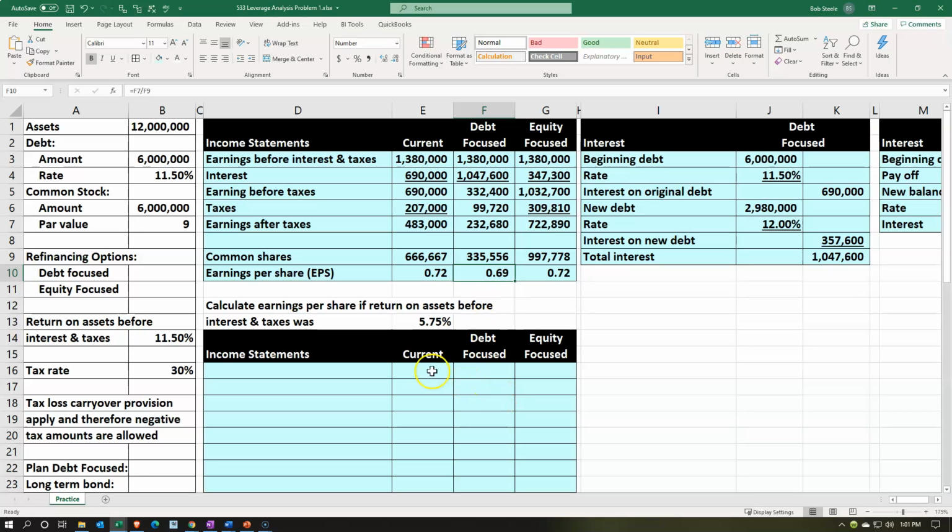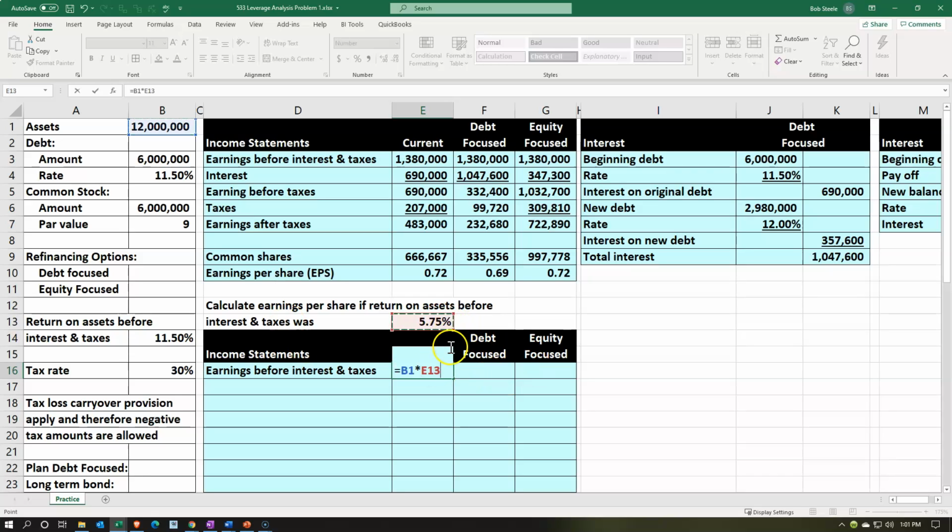So now let's take a look at another scenario where we're going to say, let's calculate the earnings per share if the return on assets before interest and taxes was 5.75%. Let's pick up our earnings before taxes. Earnings before taxes are then going to be equal to the 12 million, and then I'm going to multiply that times the 5.75%. There's the 690. That's going to be the same for our debt-focused plan and our equity-focused plan.